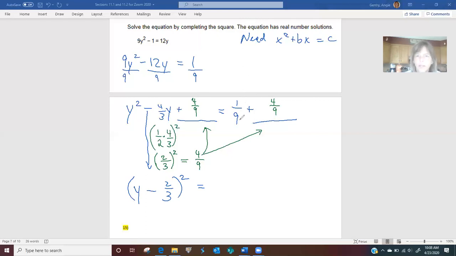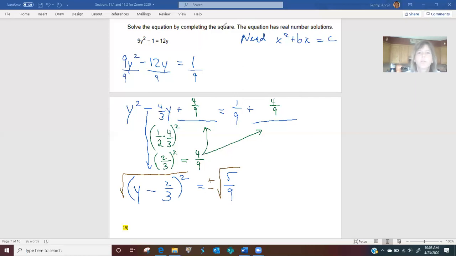Now, 1/9 plus 4/9 is not hard, okay? Just because you see fractions does not need to concern you. That's just 5/9. And then I do the square root plus or minus, right? Some of you like showing that. If you just use the square root property, you wouldn't really need to.